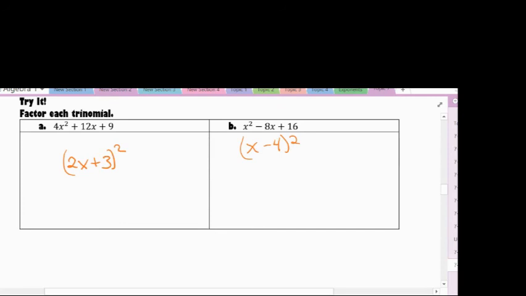And over here, the square root of the first term is x, and the square root of the third term is 4, and the sign in the middle was negative, so I have (x minus 4) squared. I still had to ask myself if these were perfect square trinomials, but once that was decided, I didn't actually have any other steps to show.